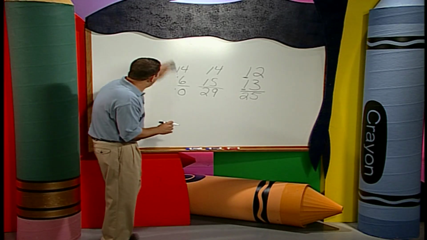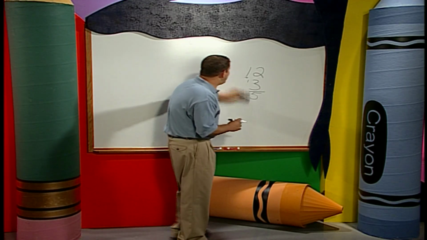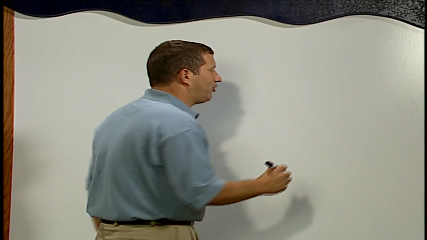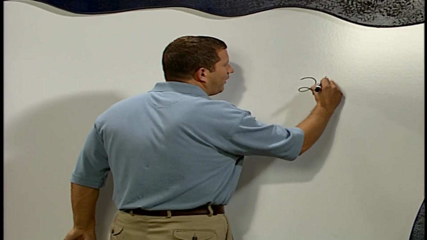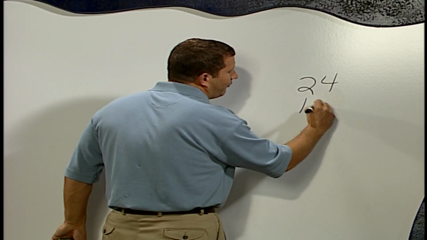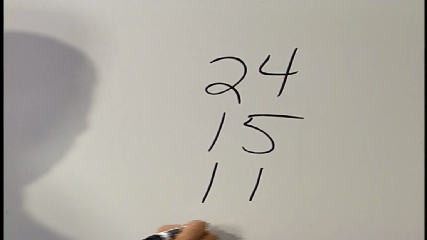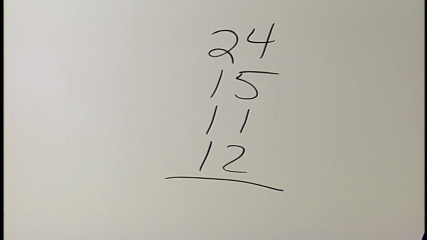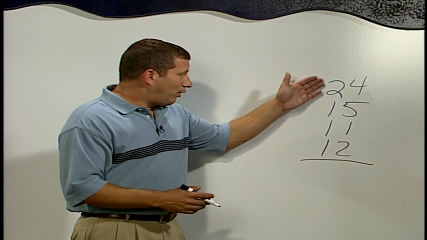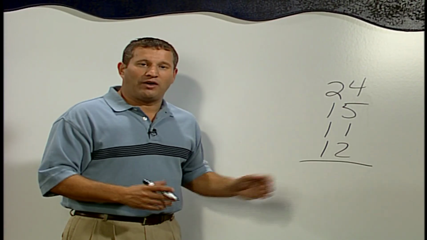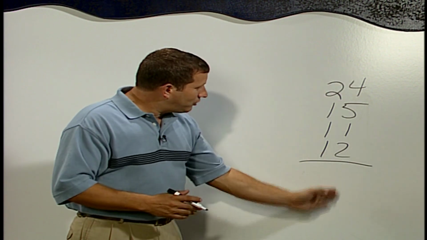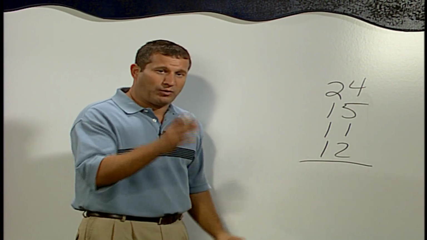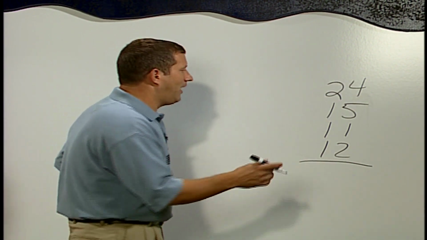So just for fun, I want to show you how amazing this works with larger numbers. What if we did 24 and 15 and 11 and 12? Most of you wouldn't even try to do 24 plus 15 plus 11 plus 12 in your head. Only way you could do it is add them up and carry and such. But watch how easy this is for your mind.